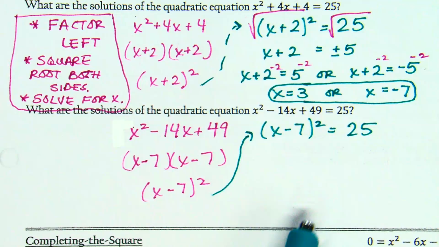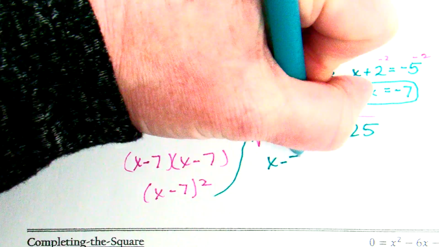Square root, square root. X minus 7, quantity squared, the square root of it. Just x minus 7, whatever's under the bracket. Square root of 25. 5 and negative 5. Or what I'm going to write as plus or minus 5.